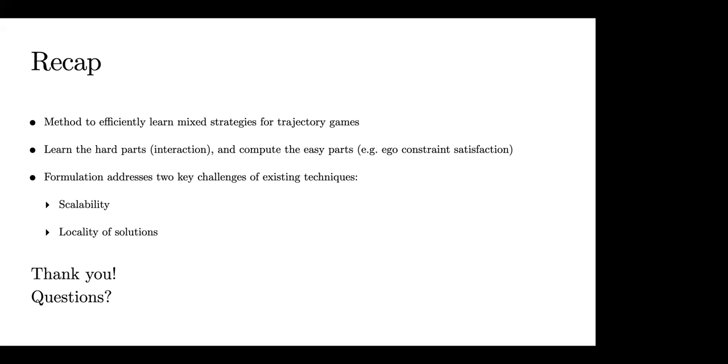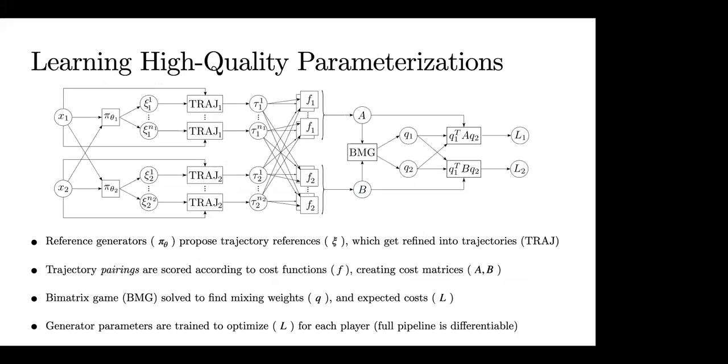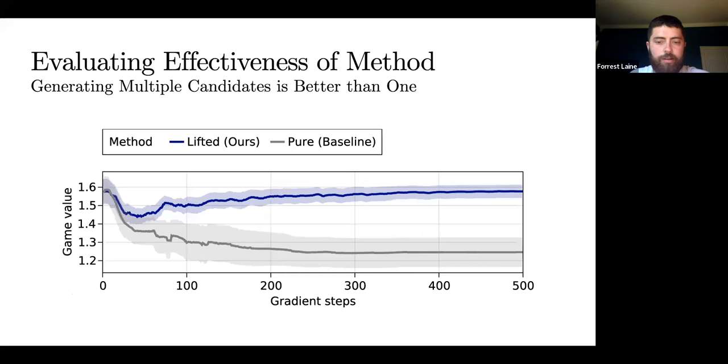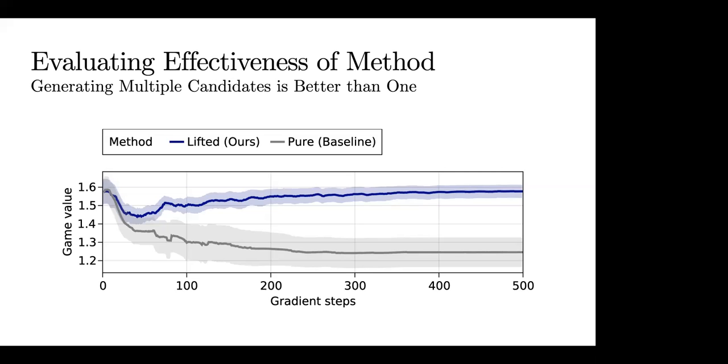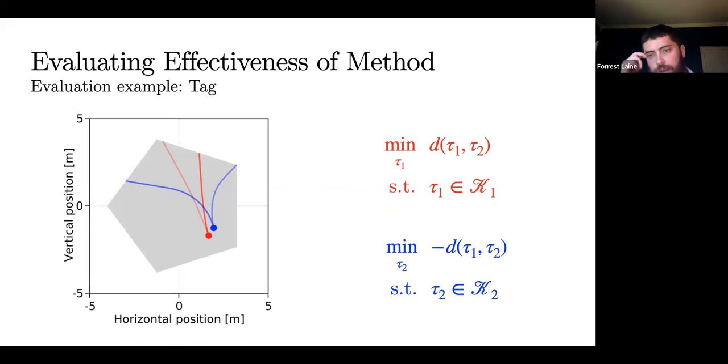Could you explain what the game value is and how you calculate it? Yes. Are you talking about here, or in this slide? Here, these slides. Okay. So if we go to here, the game value is the expected value of D of tau 1, tau 2. Right, so D is considered pairwise between trajectories.